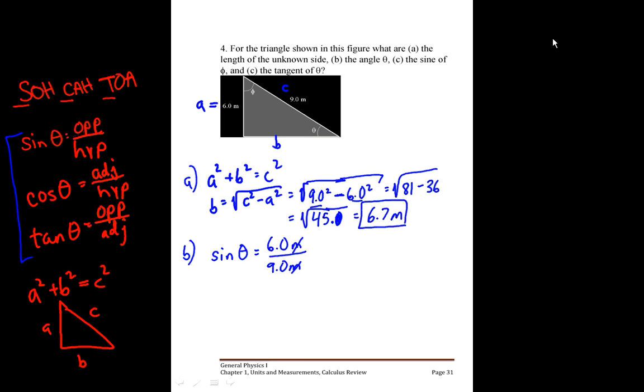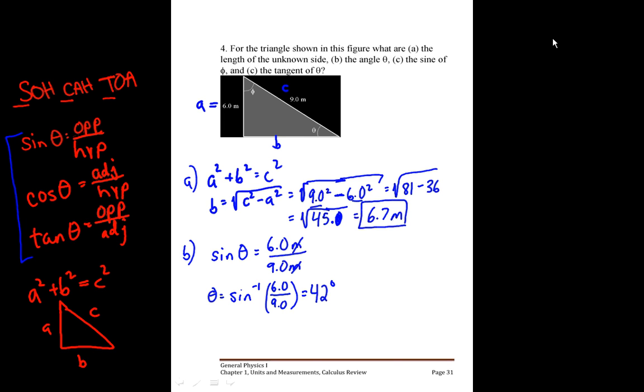And then in order to find theta, I take the inverse sine of that. And that gives me an angle of 42 degrees. If you don't know how to do that in your calculator, then please come see me. I will show you. We're going to do it a lot, so please know how to do it.